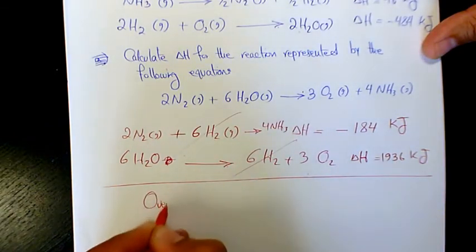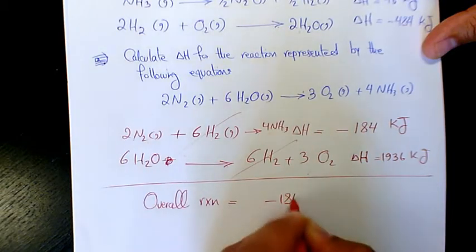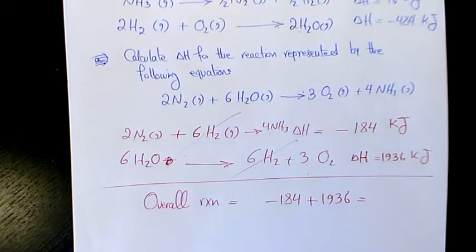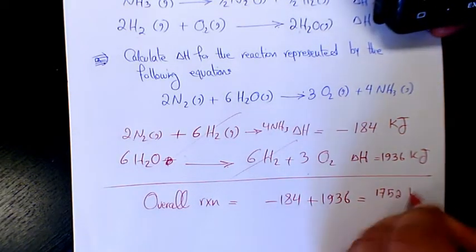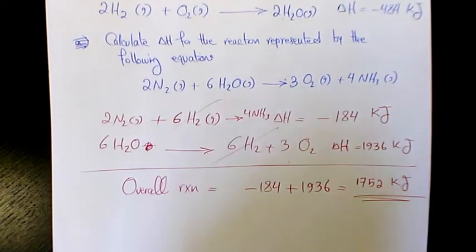So the overall reaction is going to be negative 184 plus 1936. So 1936 minus 184 is going to be 1752 kilojoule. So that's going to be the overall reaction. And since it is positive, it means that we are dealing with an endothermic reaction.